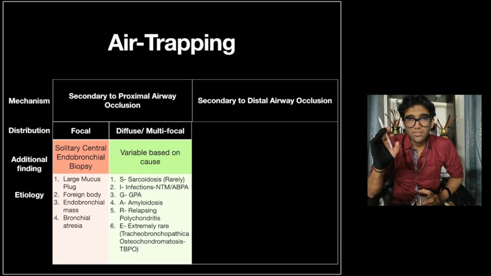A focal obstruction could be a mucus plug, it could be foreign bodies, it could be an endobronchial mass, even atresia or stenosis of the proximal bronchus. So this would result in air trapping in that particular lobe. That is what is specific. Now, on the other hand, you could have diffuse involvement of multiple proximal airways.